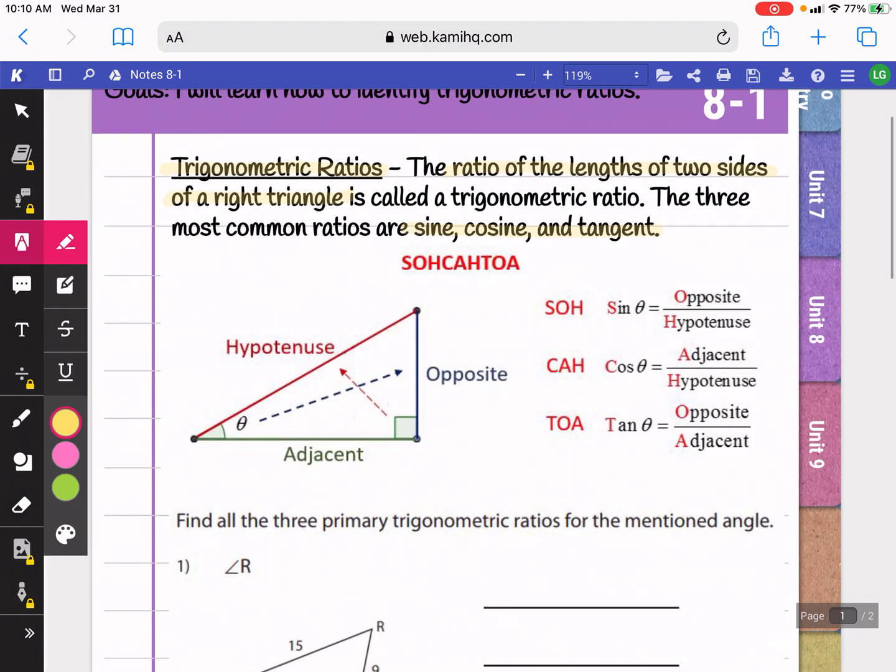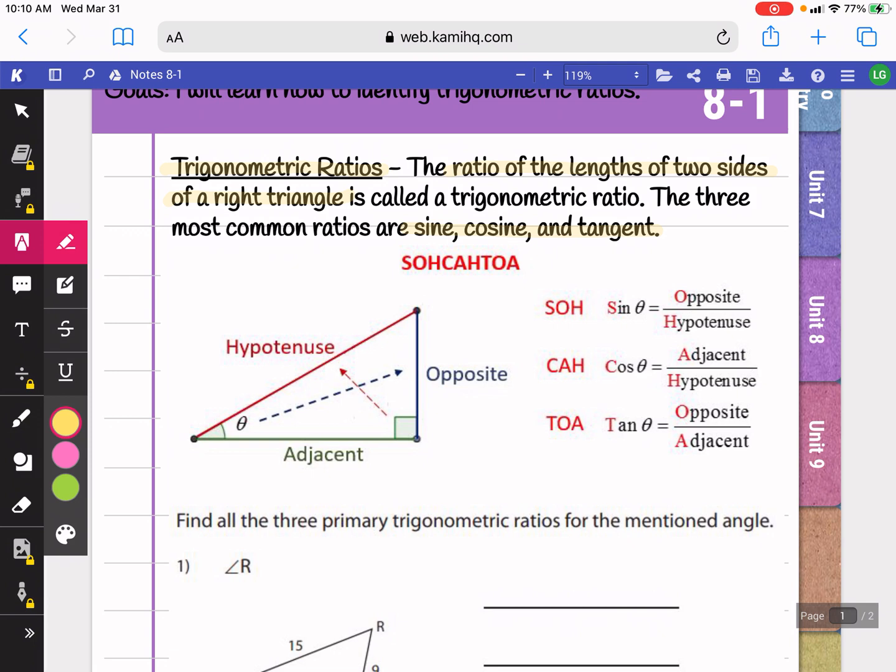Now, we use something like SOH-CAH-TOA to help us remember how sine, cos, and tan are written. SOH-CAH-TOA, you can divide this into three different pieces: SOH, CAH, and TOA. SOH being used for sine, CAH being used for cos, and TOA being used for tan. And this shows you how to set up the ratios. So for SOH, it would be O over H, CAH, A over H, and TOA, O over A.